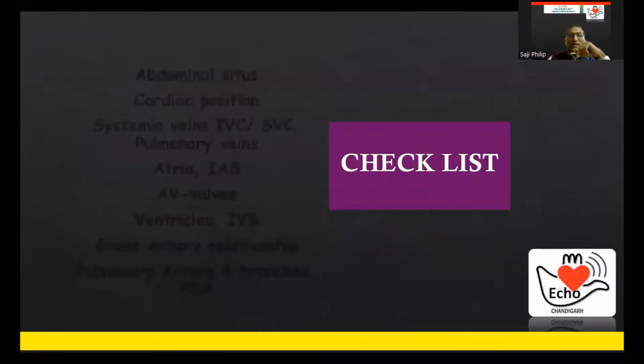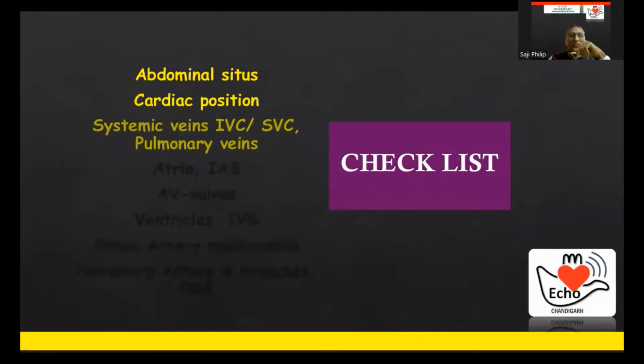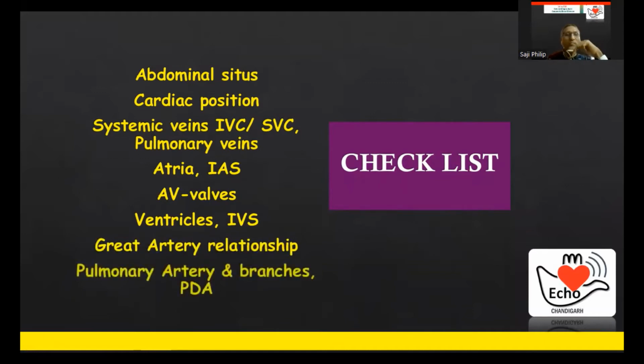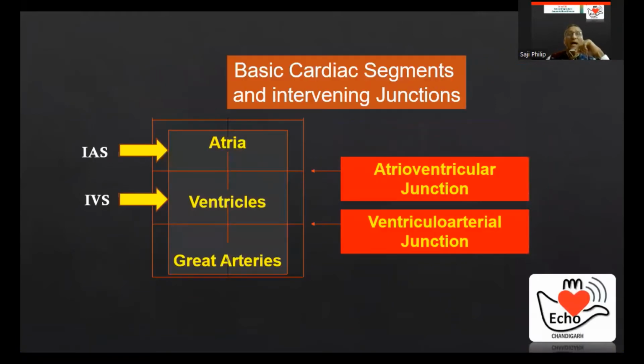I know that many delegates are doing the course frequently, and it is their duty to checklist: abdominal situs, cardiac position, systemic veins, IVC, SVC, pulmonary veins, atria and IAS, AV valves, ventricles and interventricular septum, great artery relationship, pulmonary artery and branches, and PDA. Then you won't miss any structural heart disease in your echo. So I'll be dealing only with the intra-atrial septum within another 20 minutes.